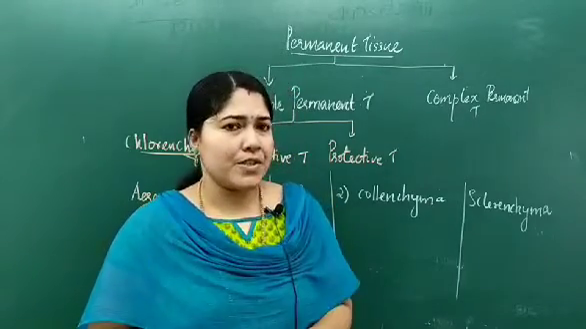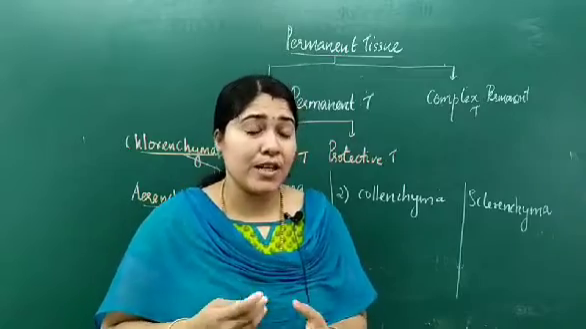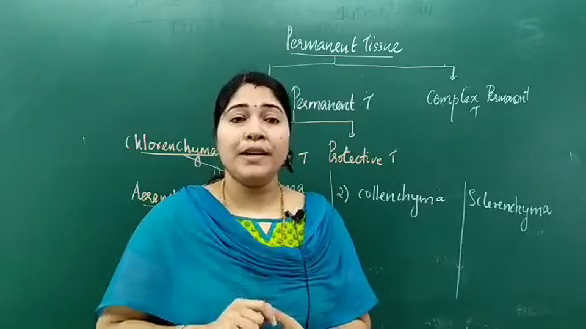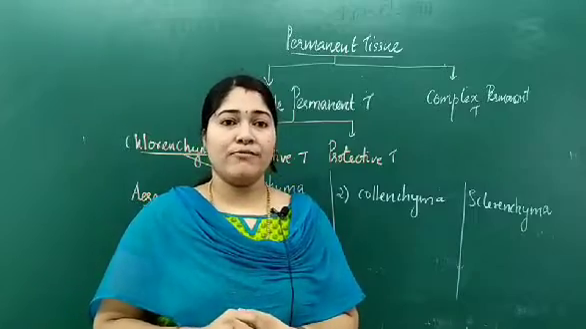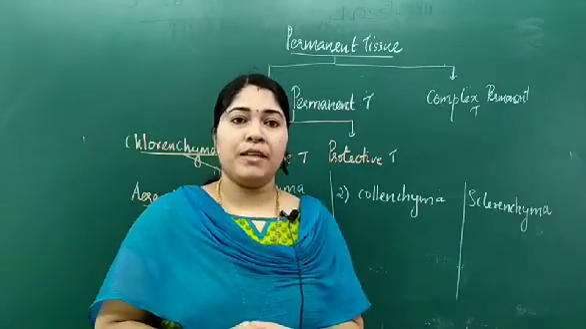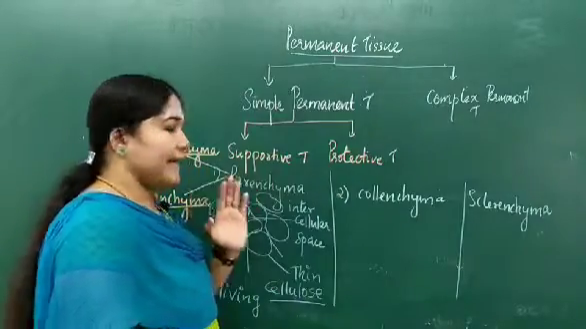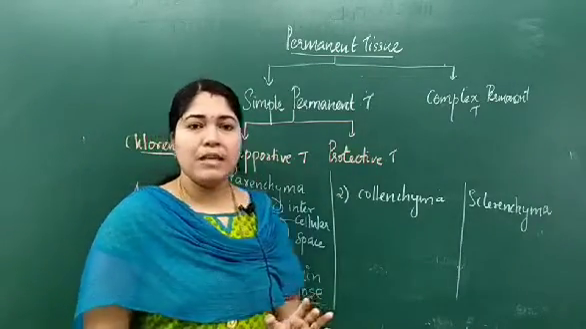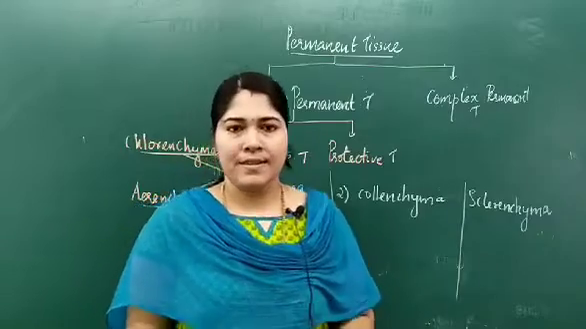So, what will be the function, students? Since chlorenchyma is there, since chloroplast is there, what will be the function of that? They play an important role in photosynthesis. So, a type of parenchyma is chlorenchyma, which does the important function of photosynthesis.